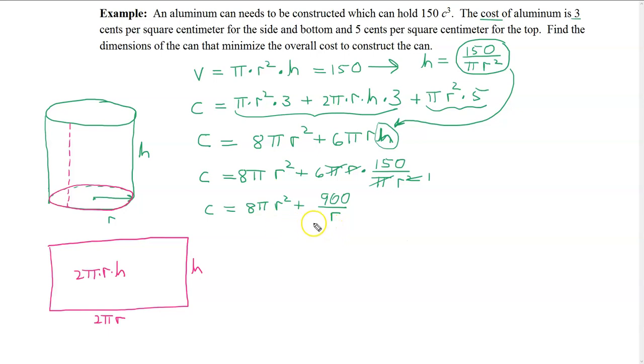Now notice that r can go from close to 0 all the way up to infinity. If r were close to 0, this tin can would be very tall and thin, and if r were large, it would be a squat tin can, sort of like a tuna fish can. So we want to minimize this over r from 0 to infinity.